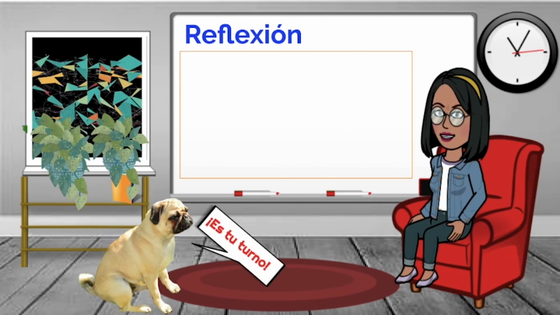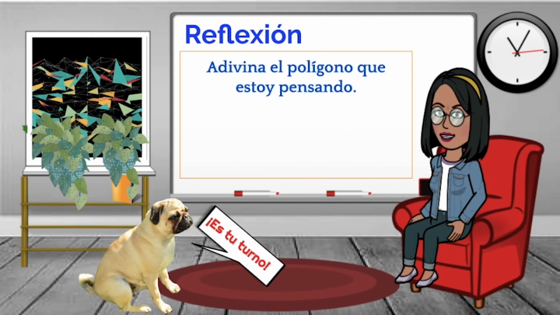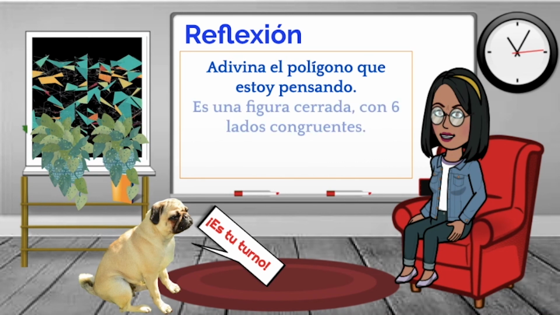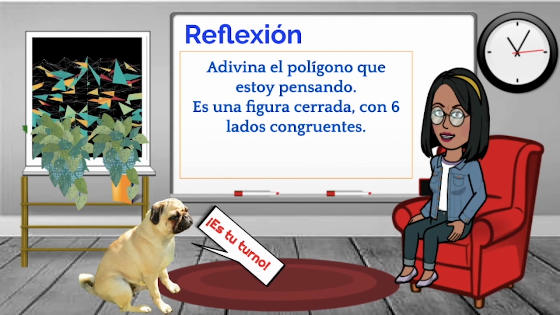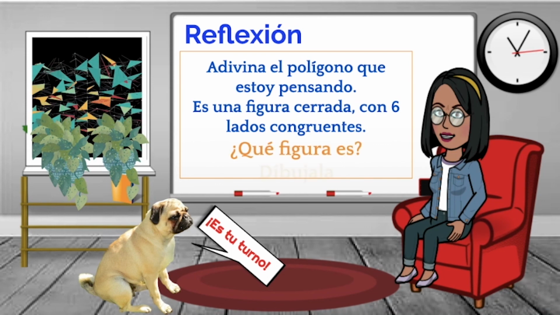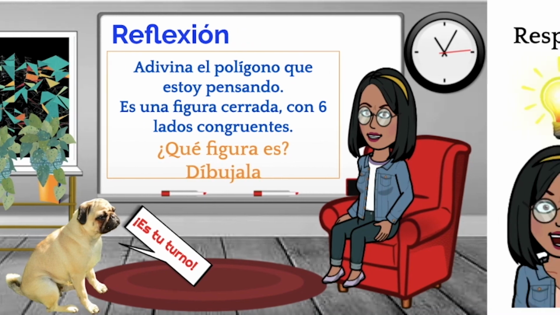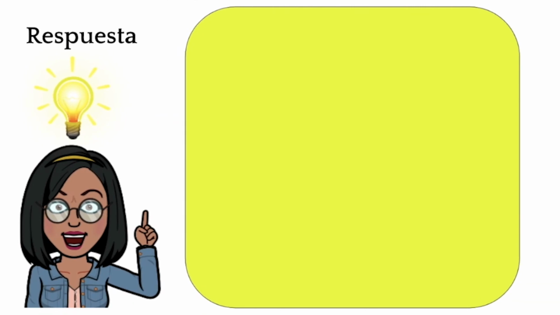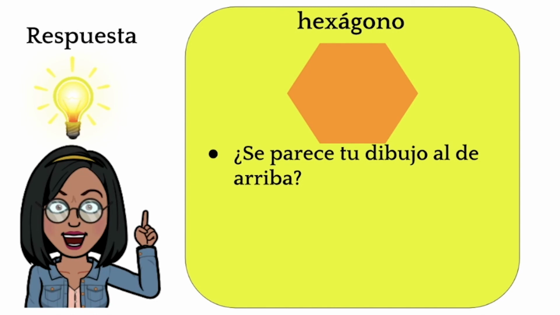Bueno, reflexiona. Es tu turno. Estoy pensando en una figura. Adivina cuál es. Es una figura cerrada con 6 lados congruentes. Congruente significa que los lados son del mismo tamaño. ¿Qué figura es? Dibújala. La respuesta, ¿estás preparado? El hexágono, perfecto. El hexágono. ¿Se parece tu dibujo al mío?